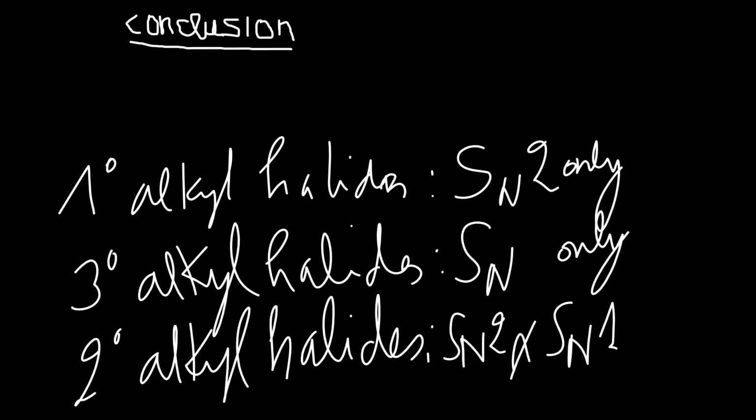Conclusion: primary alkyl halides undergo SN2 only, tertiary alkyl halides undergo SN1 only, secondary alkyl halides undergo SN2 and SN1. Primary alkyl halides cannot undergo self-ionization, but the electron-deficient carbon is less hindered. Tertiary alkyl halides can undergo self-ionization because of the stability of the carbocation, but the electron-deficient carbon is much more hindered. Secondary alkyl halides, they are there in the middle.